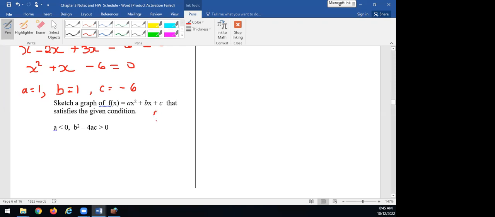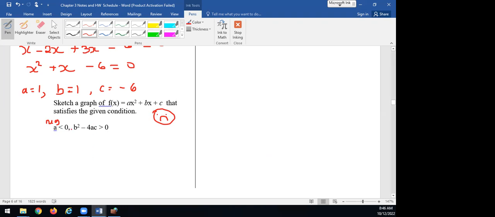So we know that if A is negative, always remember that you have what we call a frown, don't forget it. So your graph will flip over. It's reflected over the X. Don't forget it.